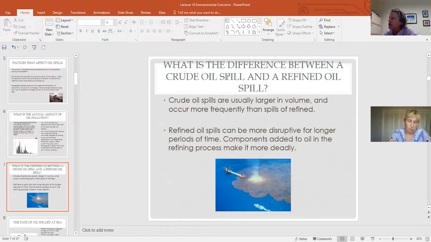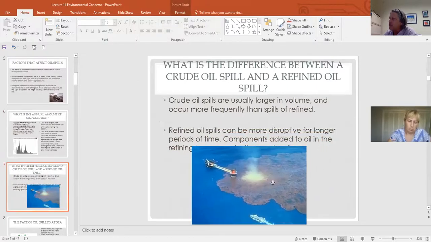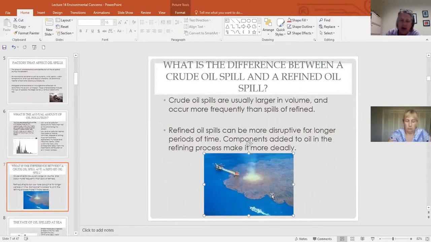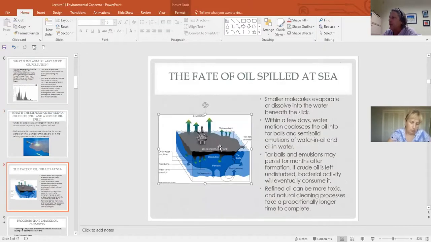Now, the difference between crude oil and refined oil. Crude oil is directly from the ground. Refined oil is generally more deadly because we separate out components and add other components that process the oil. So a refined oil spill from a tanker would be far more deadly than a crude oil spill. But what happens to oil?